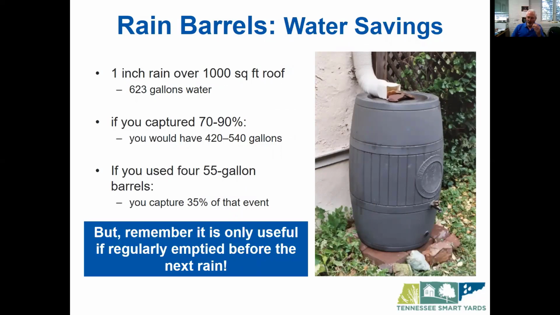Now, if we're going to go with this methodology, if we're going to capture that water, we need to go ahead and use the water because we need that volume available in the barrel for the next time we have a rain event.